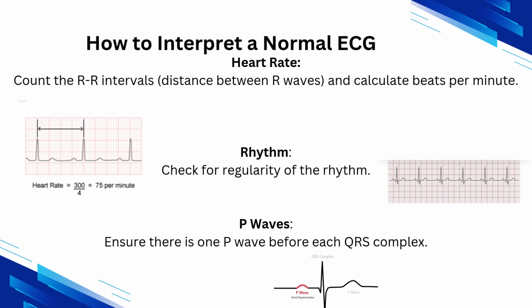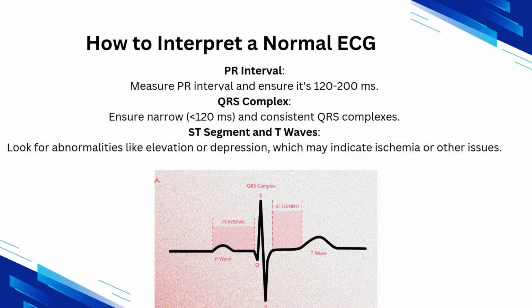How to interpret a normal ECG? Heart rate: count the RR intervals, the distance between R waves, and calculate beats per minute. Rhythm: check for regularity of the rhythm. P waves: ensure there is one P wave before each QRS complex. PR interval: measure the PR interval and ensure it's 120 to 200 milliseconds.